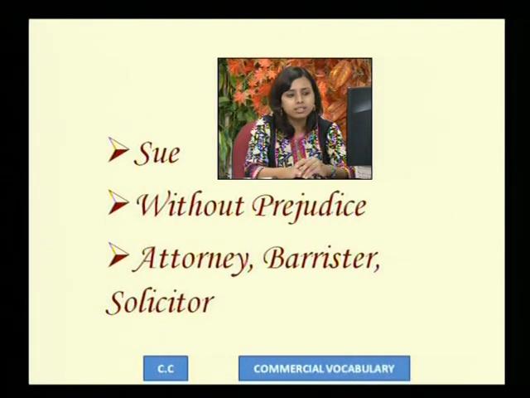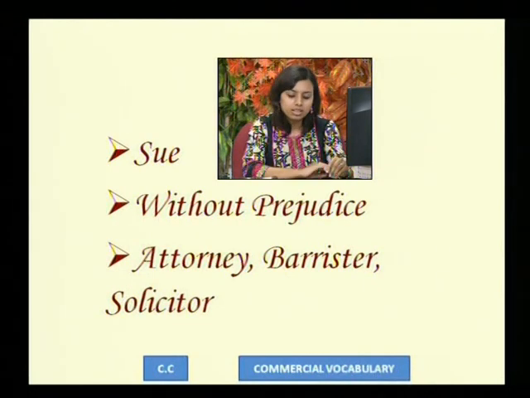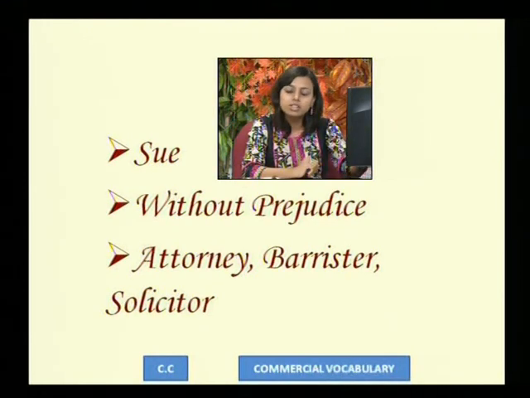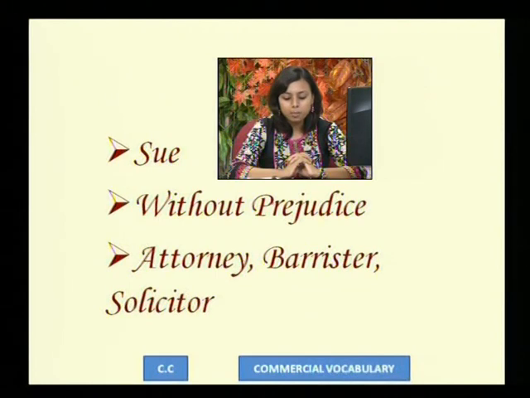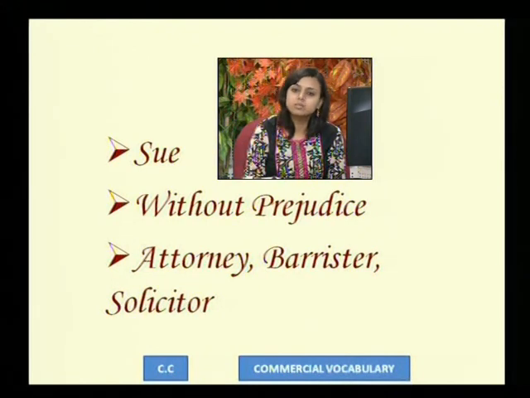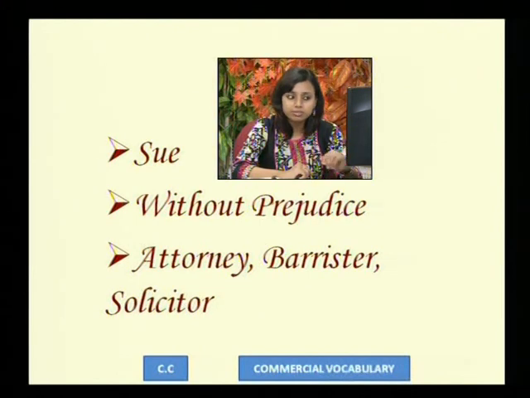The next terms are attorney, barrister and solicitor. These three terms come very close to what a layman calls lawyer. The word attorney means a person appointed to act for or represent another lawyer. The next word is barrister. Barrister is a lawyer who pleads before a superior court. The word barrister is essentially used by the people of Britain. The next word is solicitor. Solicitor is a lawyer who advises clients and briefs barristers. So this is the basic difference between the three terms: attorney, barrister and solicitor.